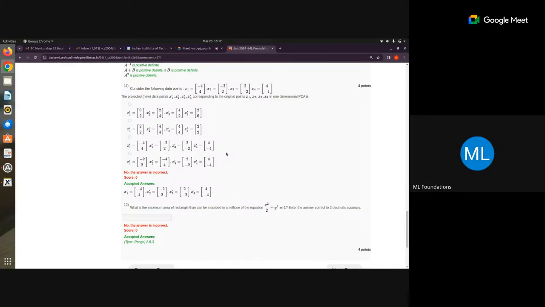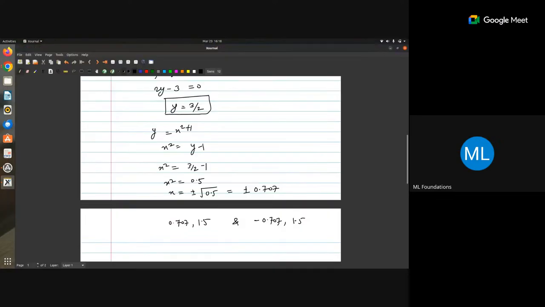Okay, fine. So do you need me to solve this, or maybe I'll give you the idea. Yes, sir, solve this. Okay, I'll give you, because this kind of problem is not very easily graspable. So what is the maximum area of a rectangle that can be inscribed in an ellipse of the equation? Okay, this is the ellipse, so we'll try to visualize this first.